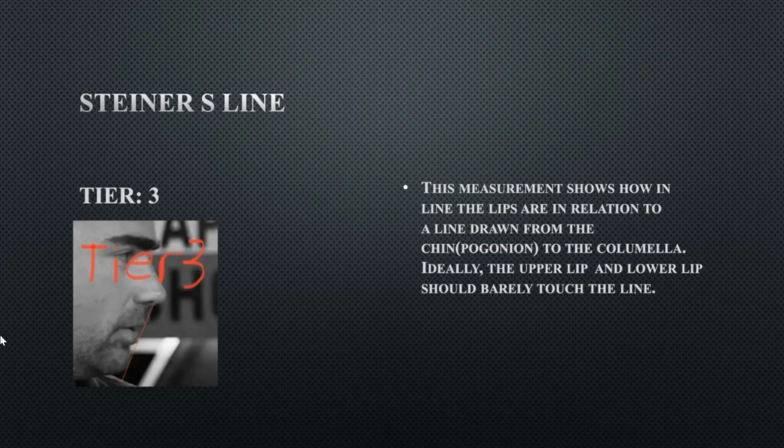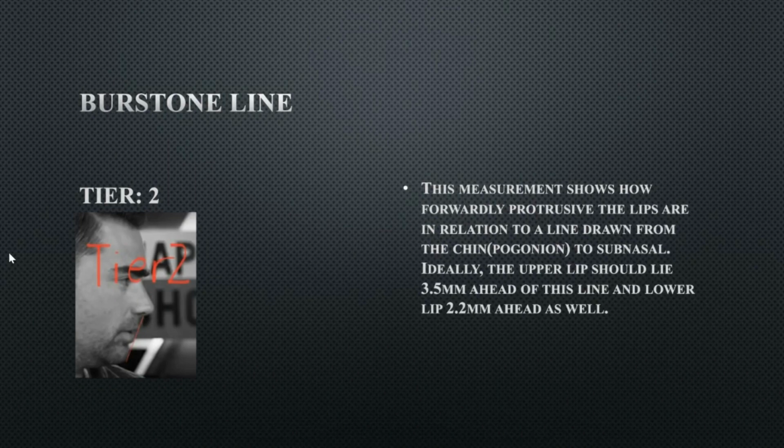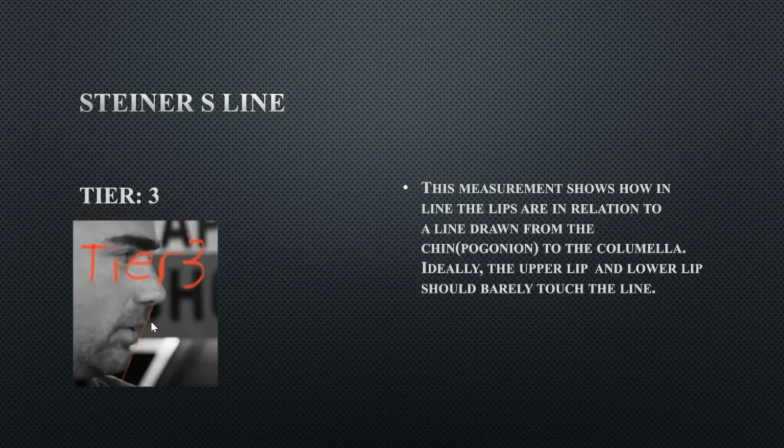The Steiner S line goes from the middle portion of the nose all the way down to the chin, and both lips are supposed to be touching. His lower lip is supposed to be touching the line, but unfortunately it doesn't touch, so I have to make that tier 3. And also his upper lip goes a little bit past the line as well.